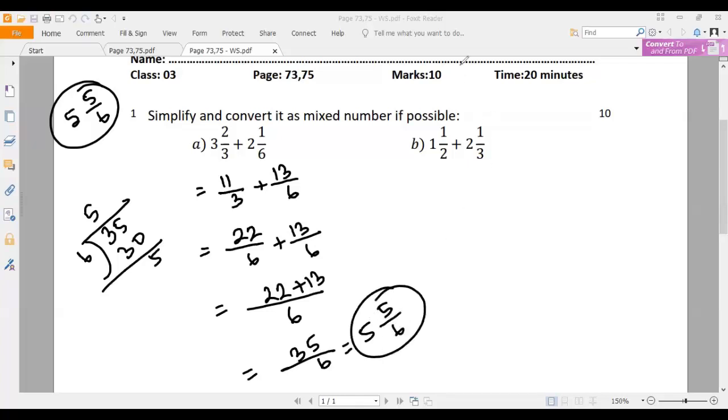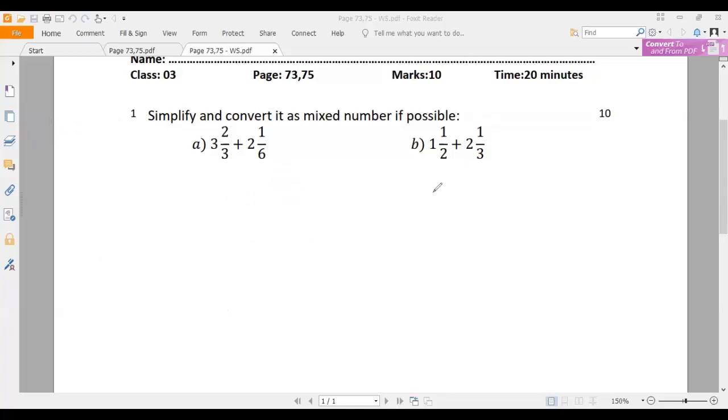Okay, very simple. Now number B. Number B says 1 whole 1 by 2 plus 2 whole 1 by 3. So how can we complete this one? At first we have to add the whole numbers. 1 plus 2, that will be 3. Then we have to add 1 by 2 plus 1 by 3. So we have to make them like fractions. How can we make them? Look, the LCM of 2 and 3 will be 6. So we have to multiply this fraction by 3 and this fraction by 2.